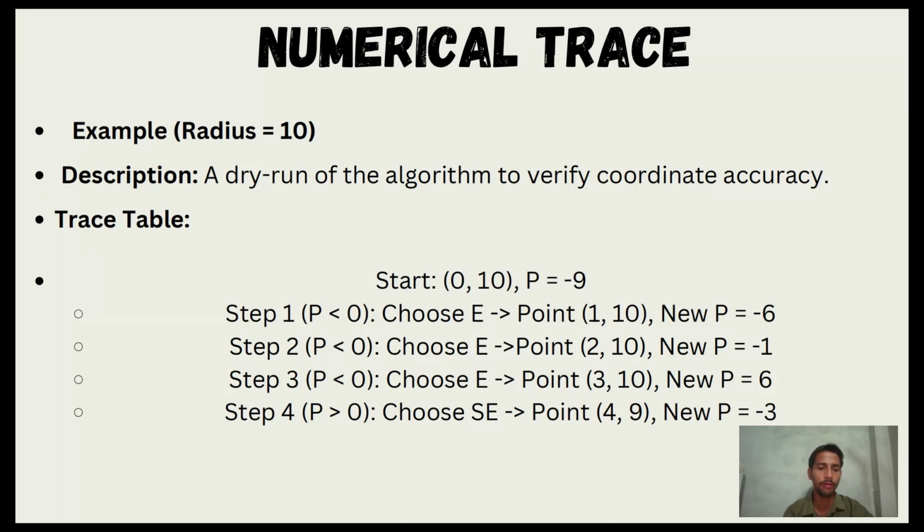Step 4. Now p is positive, which is 6. This means we are outside. So we must drop down to southeast. This point becomes 4, comma 9 and p updates to minus 3. You can see how the algorithm hugs the circle boundary.